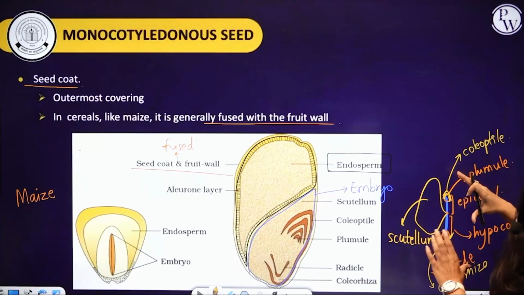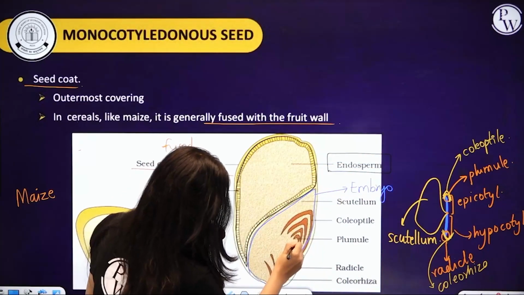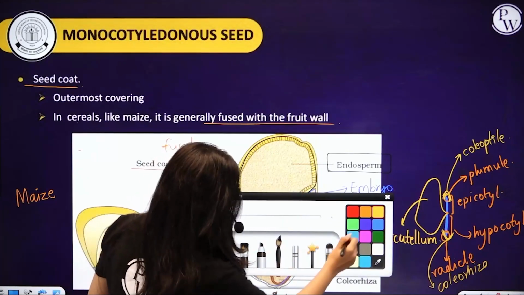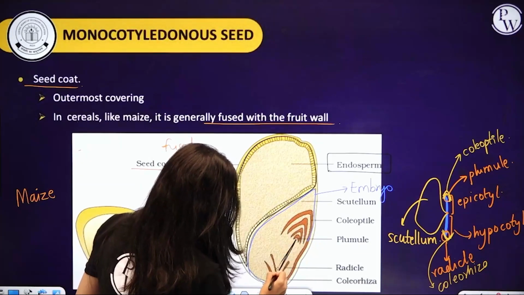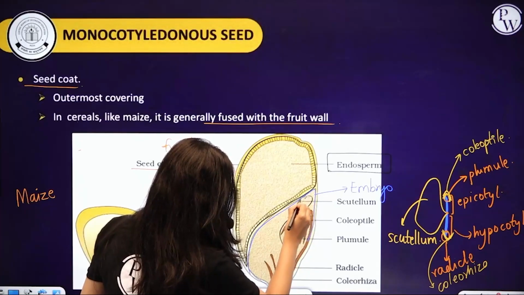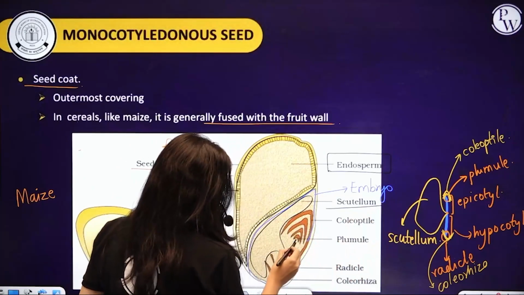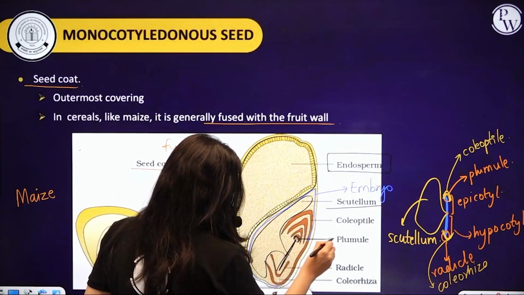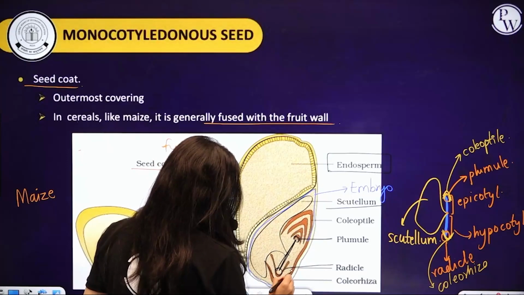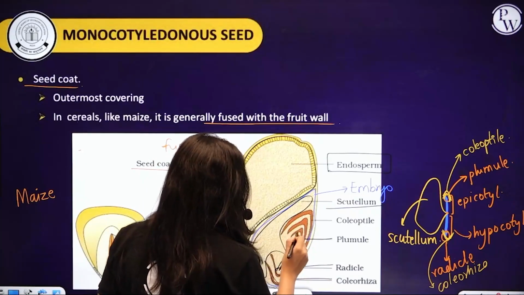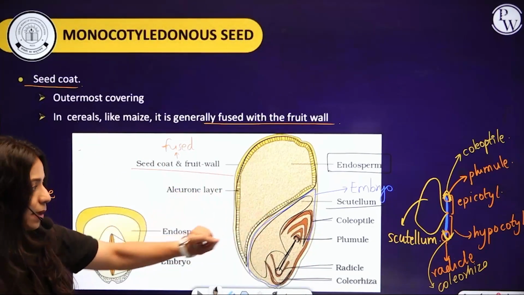Imagine this embryo that you're seeing here is placed here obliquely. This is the axis. This is the shield-shaped cotyledon, single cotyledon. This is called the scutellum. Tip of the epicotyle is called the plumule. Tip of the hypocotyle is called the radicle. Radicle is covered by a sheath called coleorhiza. Plumule is covered by a sheath called coleoptile. So these are the different parts in the embryo.